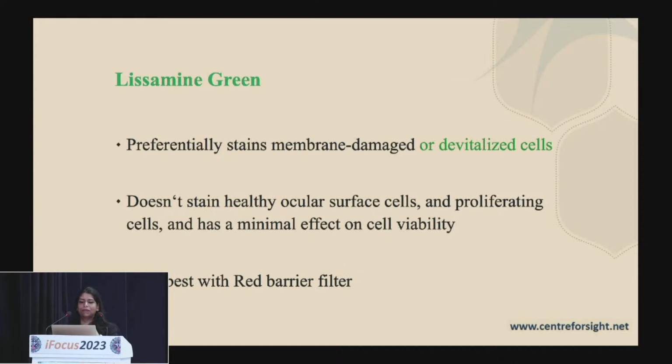Lissamine green, again, preferably stains membrane damage or devitalized cells. It doesn't stain healthy ocular surface and proliferating cells and has a minimal effect on cell viability. It's seen best with the red barrier filter. Lissamine green is not abundantly available. But why do we prefer that? Because rose Bengal can sting very badly sometimes. So that is why Lissamine green is very, very comfortable to the patient.